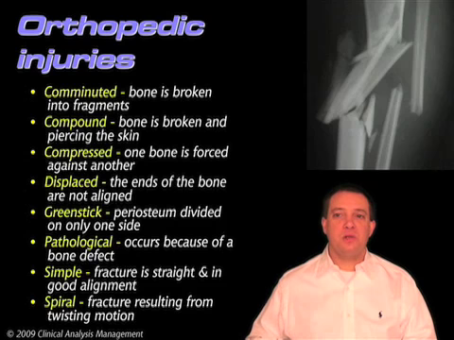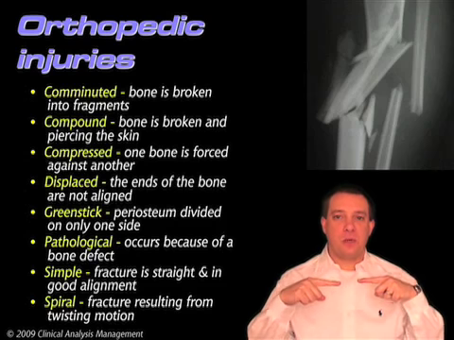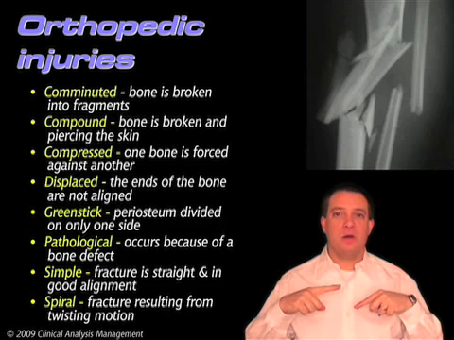A displaced fracture is when the ends of the bones aren't aligned. So for example, if we've got a fracture that's been broken like this, but the ends of the bone aren't sticking in the same direction, then we would call that a displaced fracture.